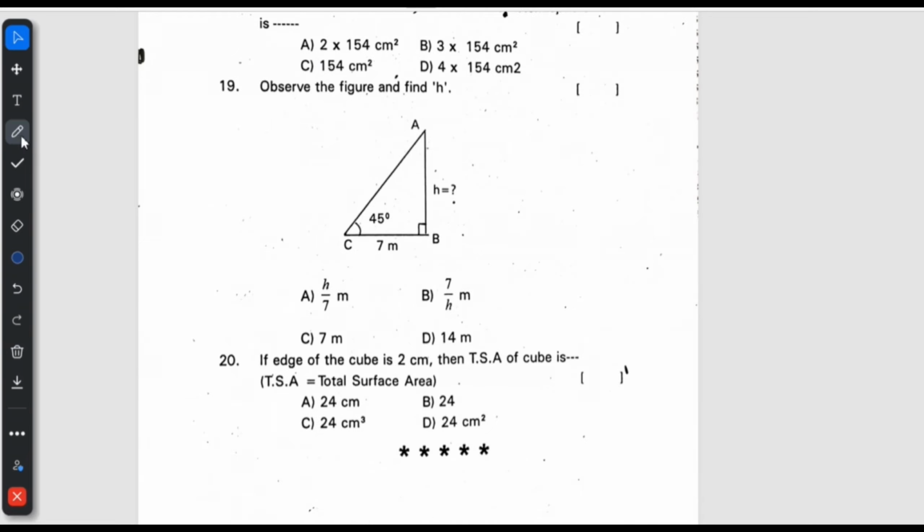Next, 20. If the edge of the cube is 2 centimeters, find the TSA of the cube. TSA is nothing but 6 a square. That is 6 times 2 square. That will be 6 times 4 is 24. Area will be centimeter square. So option D we can choose as the correct answer.